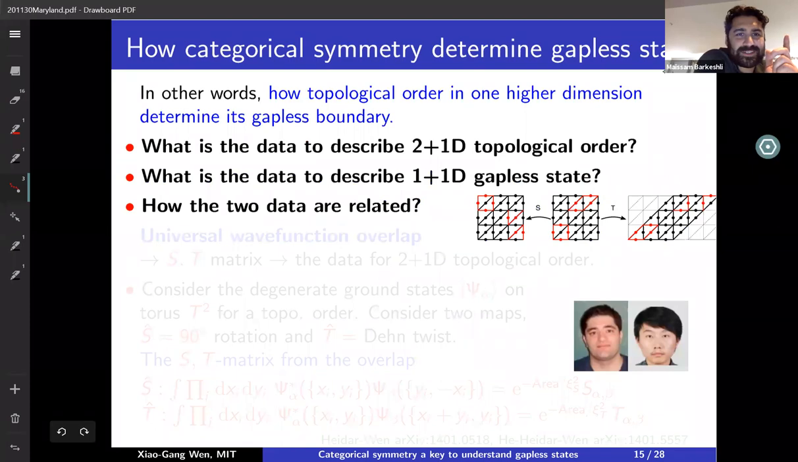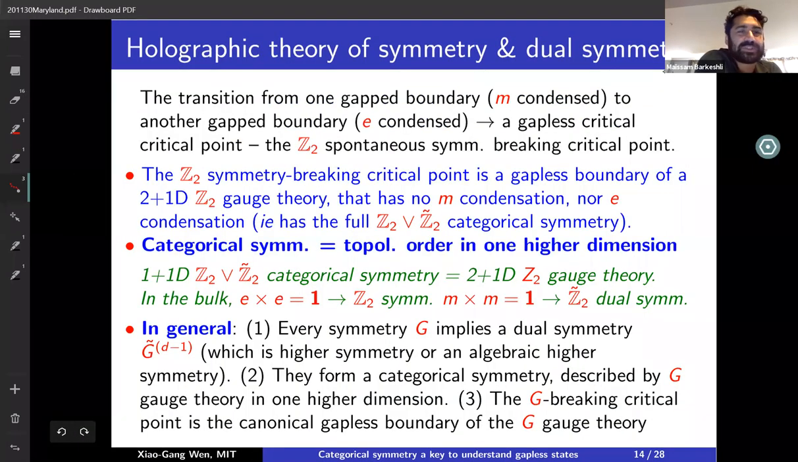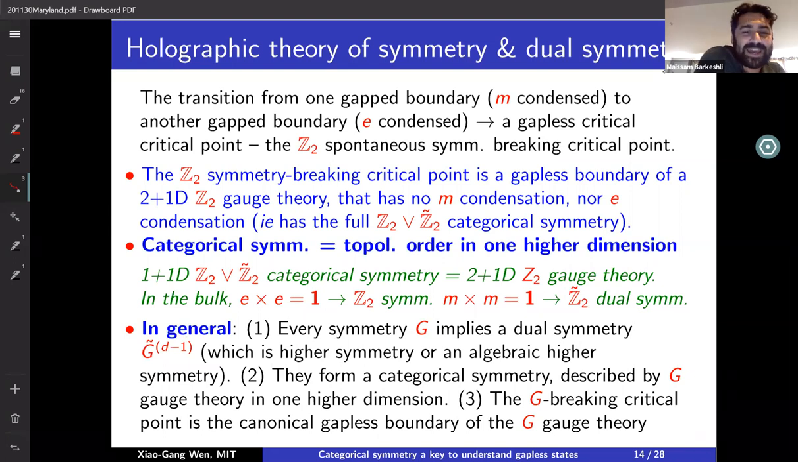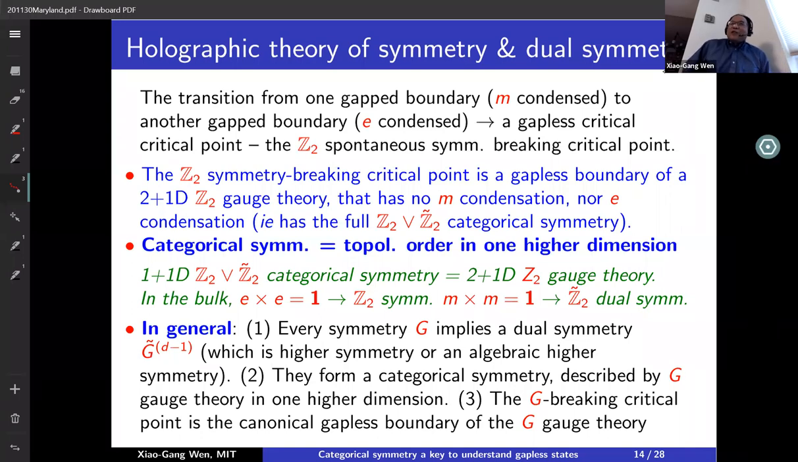Can I ask a question? Yeah. Do you have an example of two theories with the same symmetry but different categorical symmetries? Yes. So one system has this symmetry, and the second system has that symmetry, then these two symmetries would have the same categorical symmetry. No, no, but those are two theories with different symmetries which have the same categorical symmetry. I mean two theories with the same symmetry but different categorical symmetries. Oh, two theories with the same symmetry but different categorical symmetries. No. Oh, okay. This is actually very important.